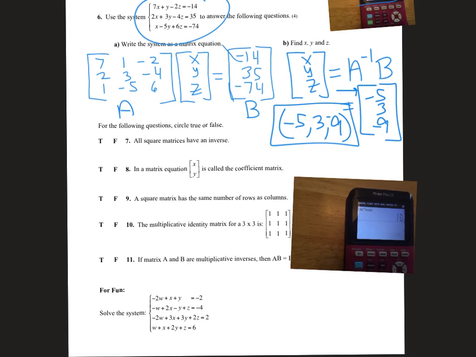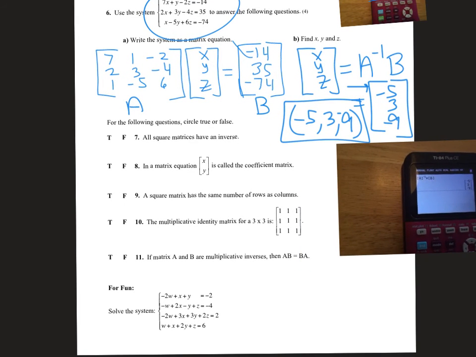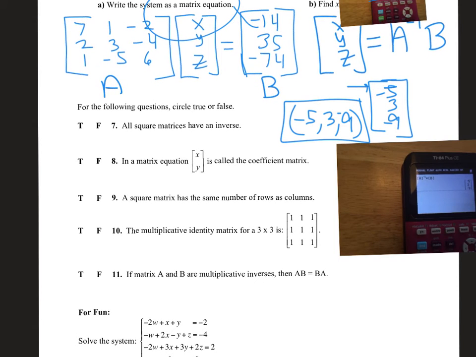All right, and now some tricky true or falses. Let's move this guy over here. Tricky true or false. These are tricky. Here we go. All square matrices have an inverse. False. We saw one on the other page, part B on the inverse one, and the inverse did not exist. So not all square matrices have an inverse.